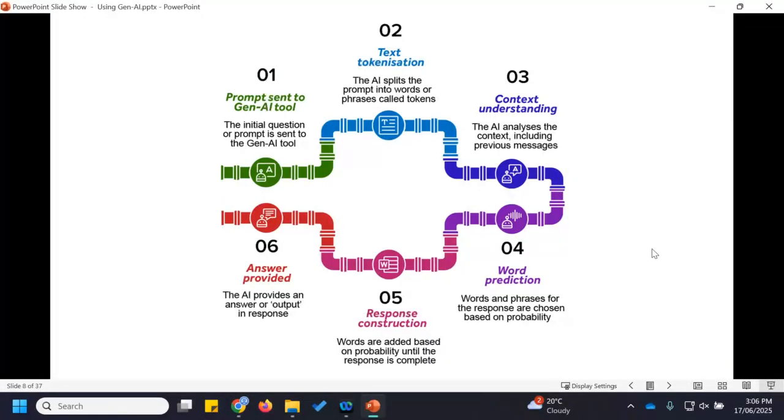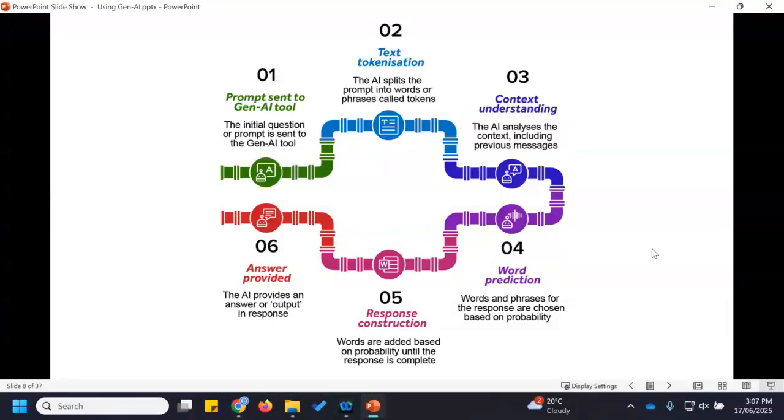So the journey a prompt takes, I guess we can say. Step 1 would be giving the prompt to the AI tool. So it's an initial question that you've sent into it. It splits it up into these phrases and words called tokens. It then analyzes the context behind it.